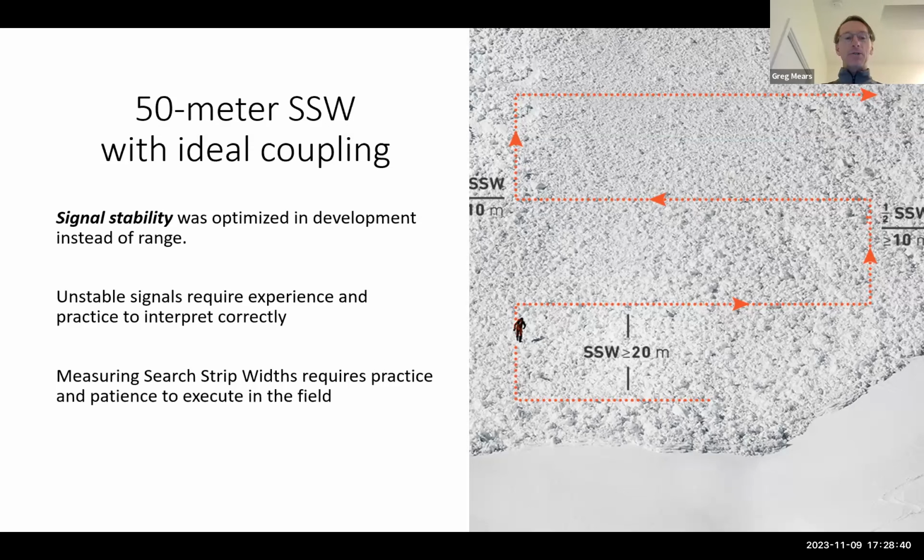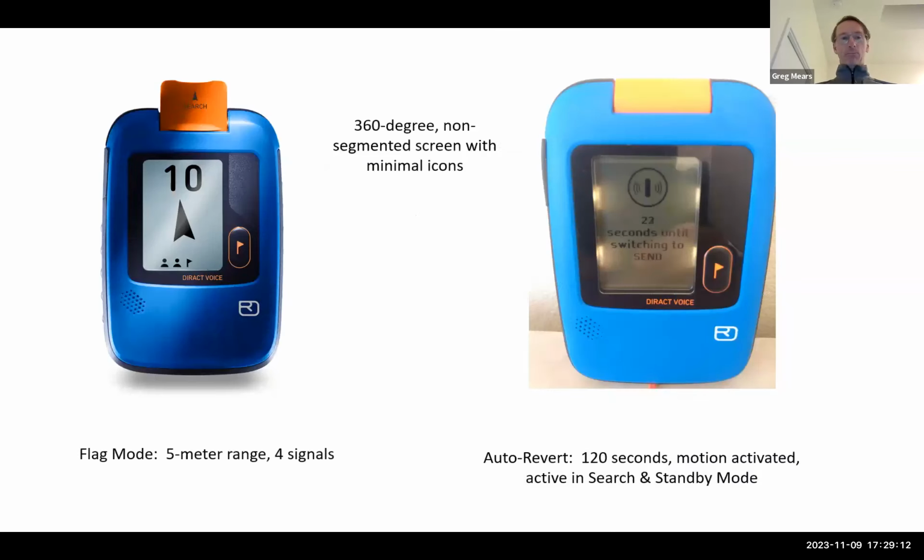And unstable signals, as professionals know through lots of experience, require lots of training and experience to interpret correctly. Likewise, a large search strip width also requires a lot of practice and patience to execute in the field. Two things that we're not seeing our users have. So if they don't have the experience to interpret unstable signals, we'd rather give them only stable signals with a more stable range. We can go into more of that later. We're going to keep moving on.